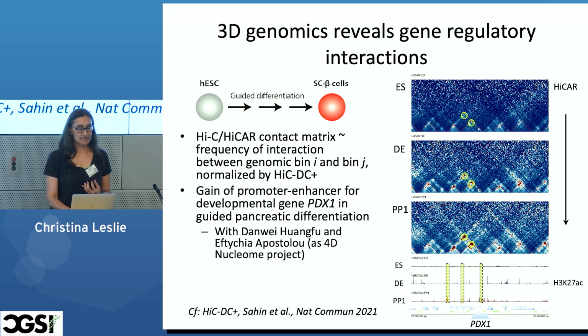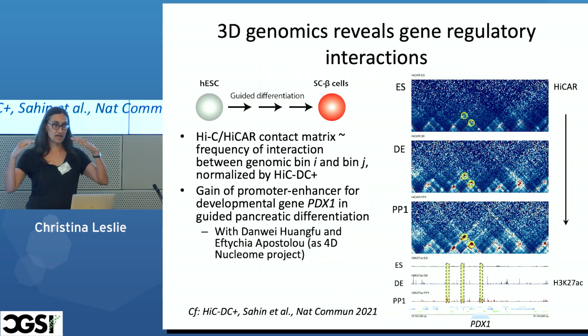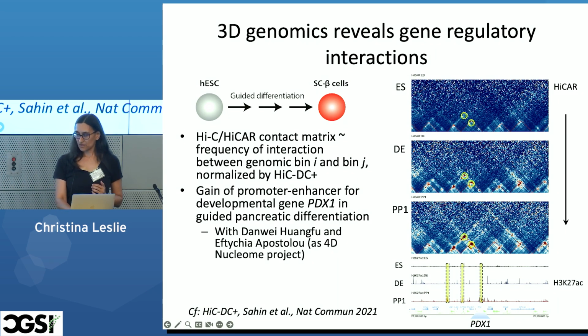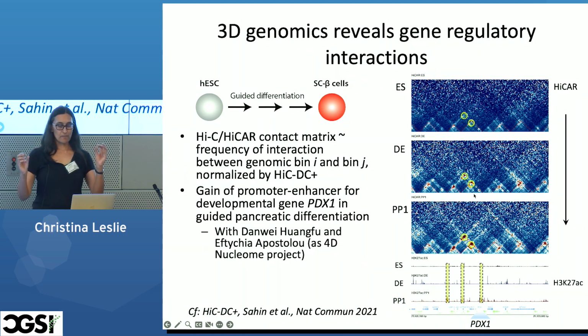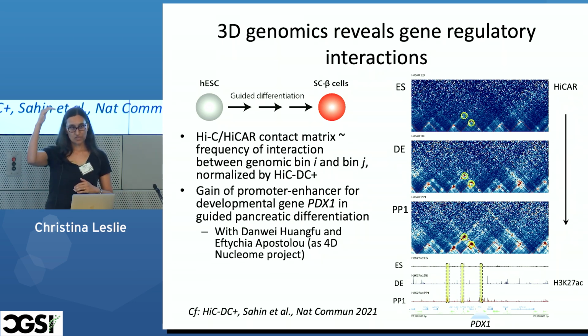And what we're looking at here is part of the 3D contact matrix where, okay, I have to look over here. I'm circling these events that are telling you about contacts, interactions between enhancers and a promoter of a developmentally important gene, PDX1, in pancreatic differentiation. So from the top to the bottom: embryonic stem cells, definitive endoderm, and pancreatic progenitor 1.